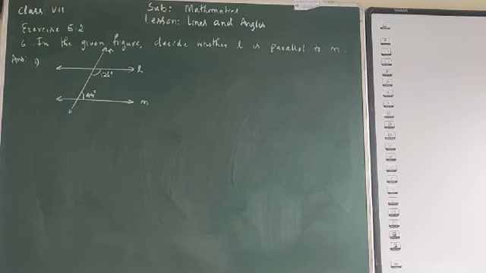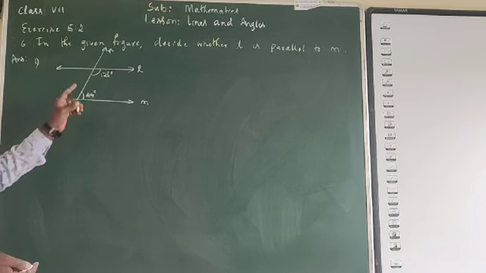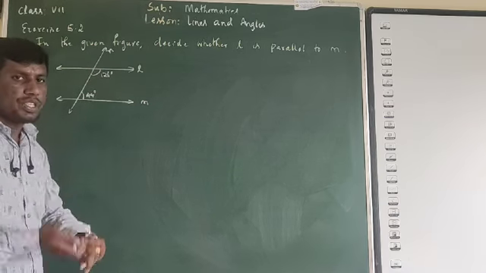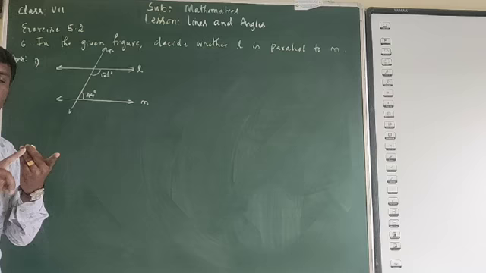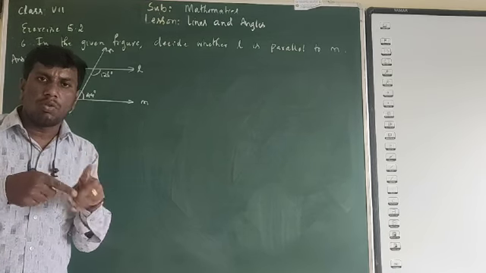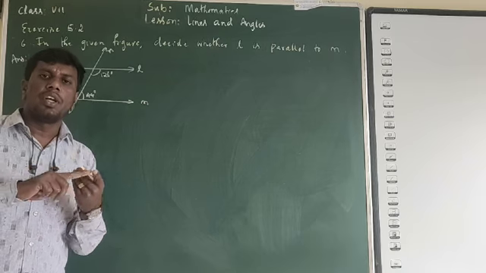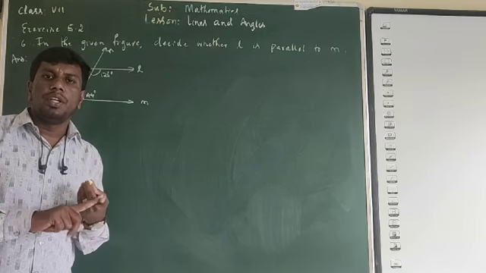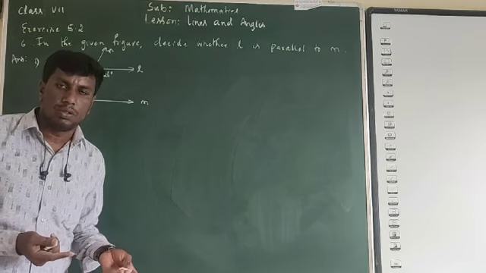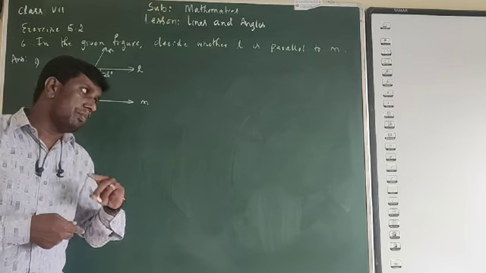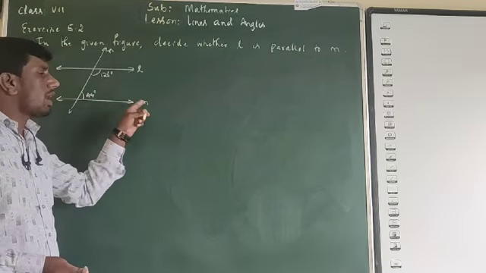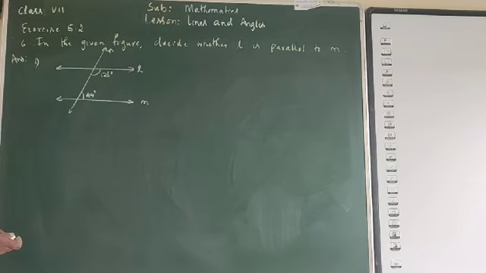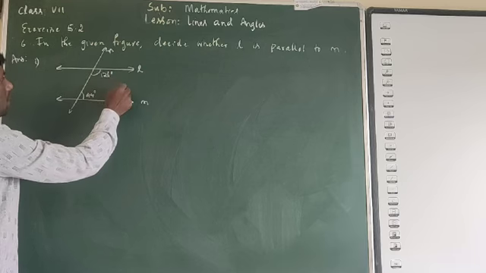So then our next question is, in the given figure, decide whether L is parallel to M. They have given the two lines. We need to decide whether L is parallel to M or not by checking whether either the pair of alternate interior angles are equal or not, or the pair of corresponding angles are equal or not, or the pair of interior angles on the same side of the transversal are supplementary or not. By checking any one of these three conditions, we can decide whether L is parallel to M or not.